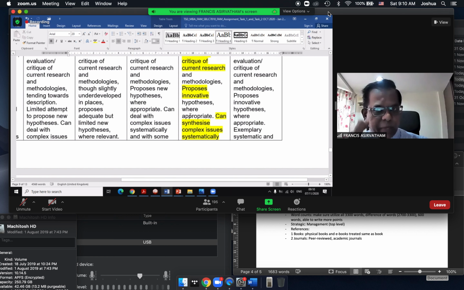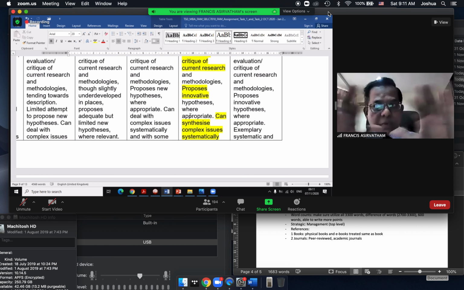So many of the executives sitting here, you are very creative. That's the beauty about part-time MBA students. Very creative. They have business knowledge. So they can give proposed innovative solutions. If they can do that, excellent. You need to write it down. So the next process is how to write it down.